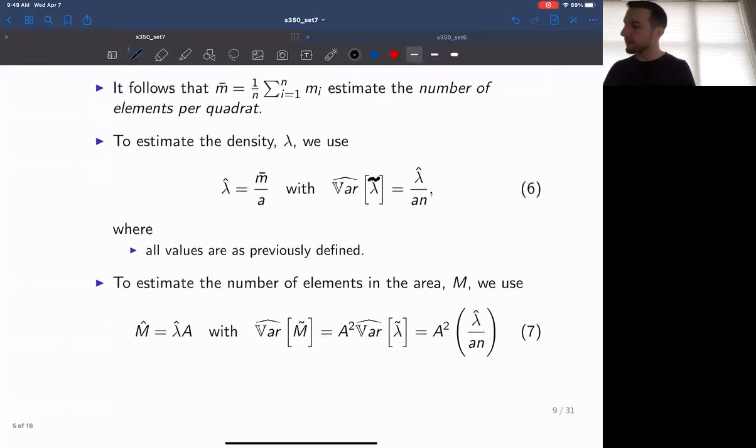From equation 6, we can also write estimates for the total number of elements in that area. So for example, to estimate capital M, we have M hat is equal to lambda hat multiplied by A. And we can write that the variance of this estimate of the population size is going to be A squared multiplied by lambda hat over A times n.